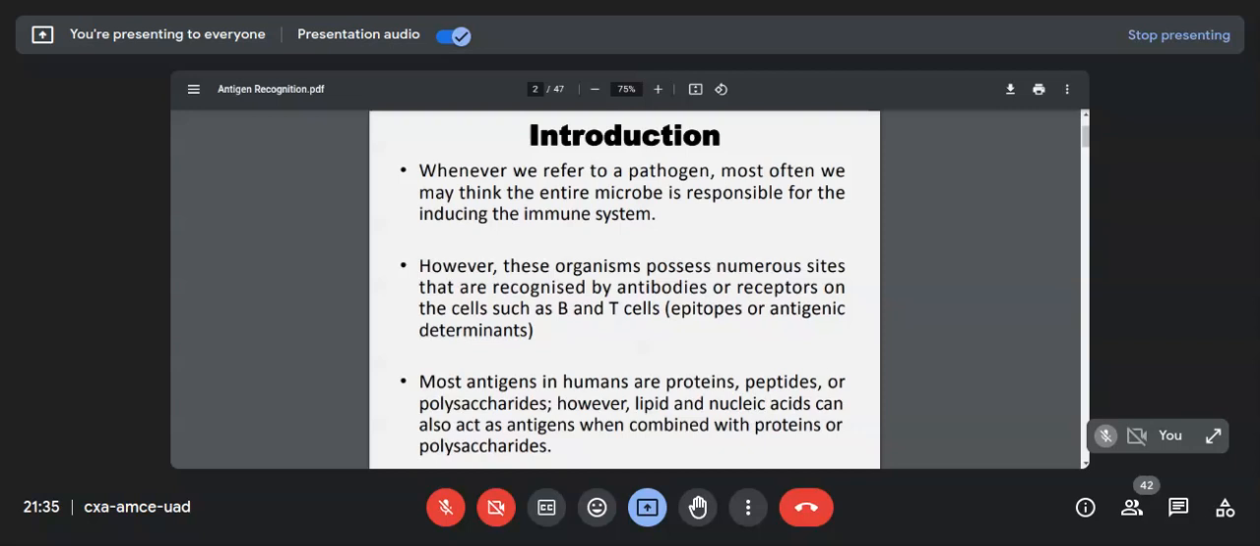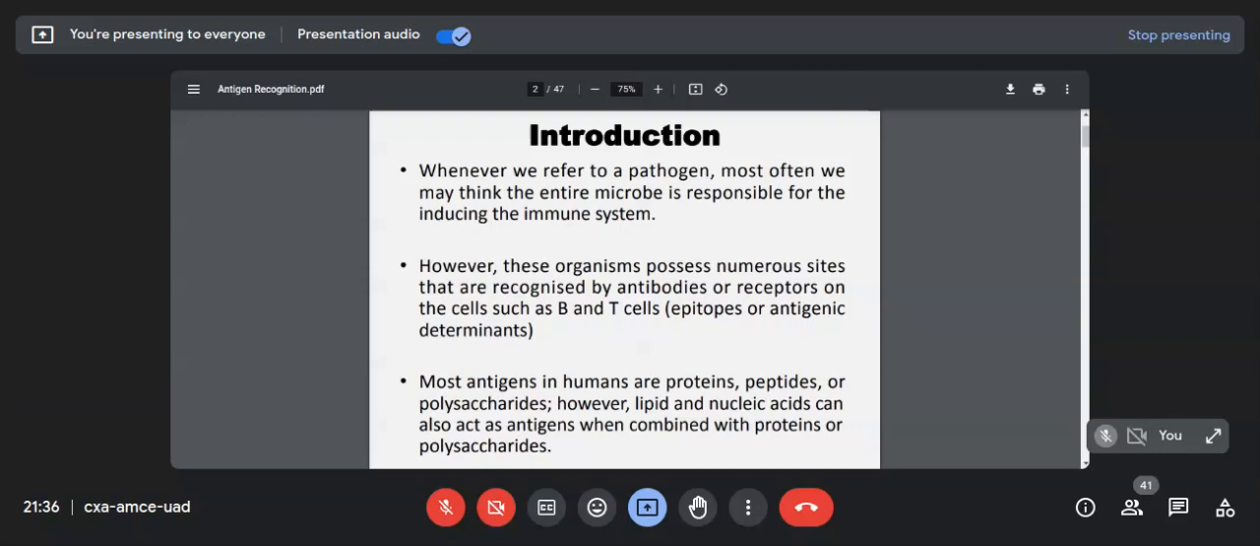Yeah, so another point that you must take note of is that most microbes, their surface structure is made up of proteins or peptides and or polysaccharides. It's only in some minor cases where you'd find that the structure of a microbe is being formed by a lipid and a nucleic acid. They cannot be regarded as inducing an immune response on the same level as proteins, peptides, or polysaccharides.